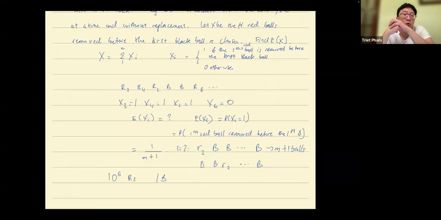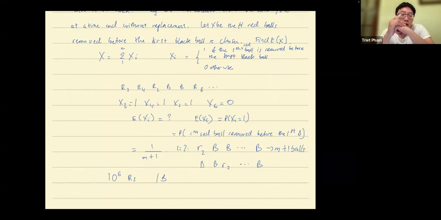But the key question is you, not just any red, right? You yourself. Because this is focusing on the ith red ball, you see. That's the whole point of the sum. If you ask what's the probability of a red ball being removed before a black, yeah, that's a different probability. Does that make sense? But this is a particular red ball.